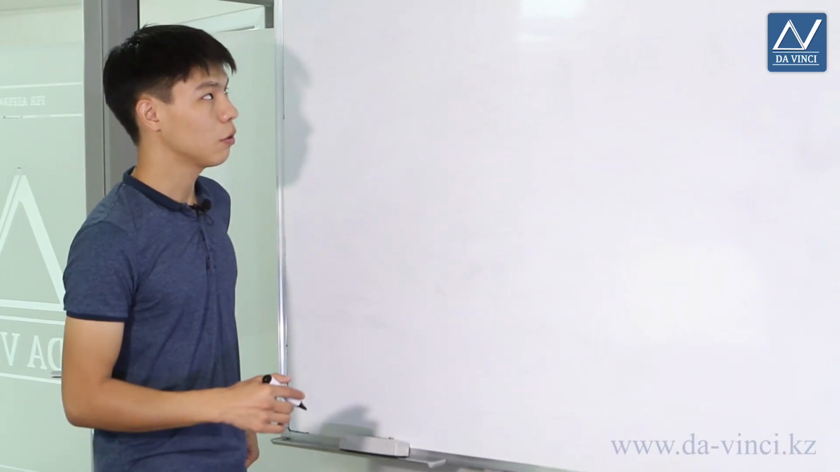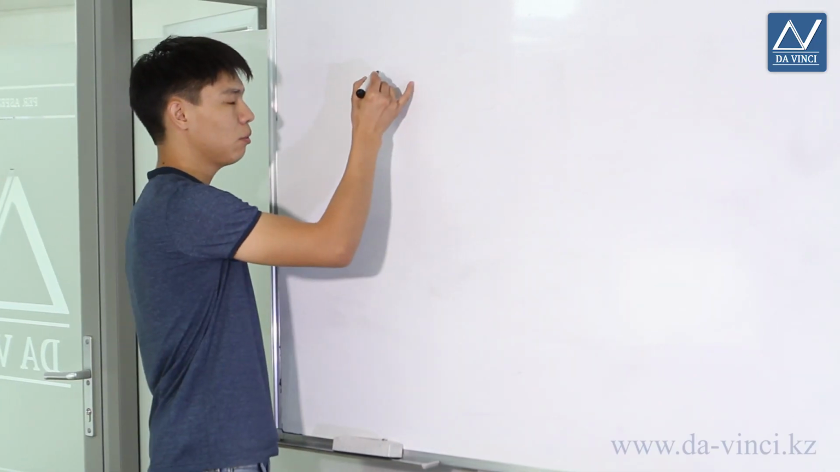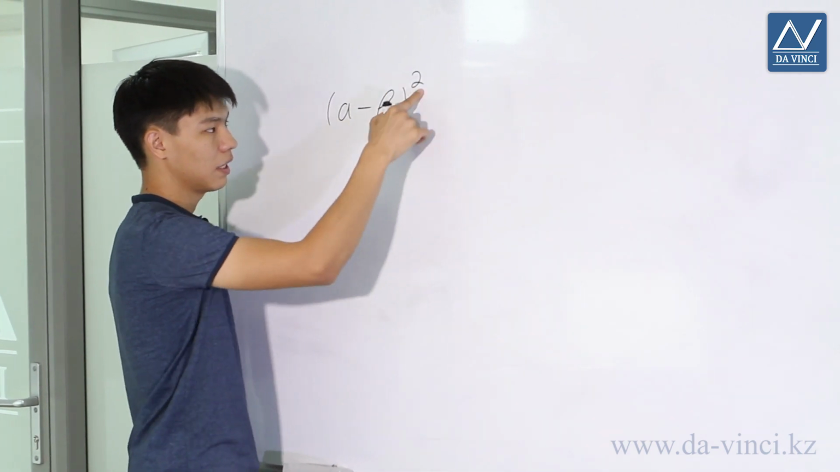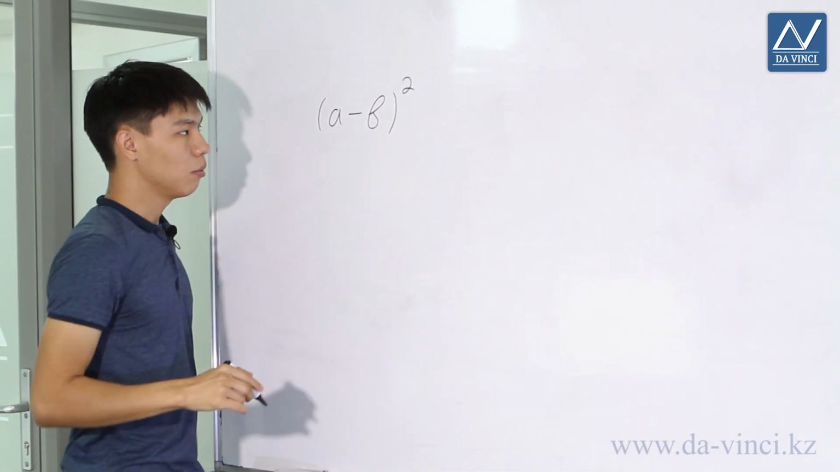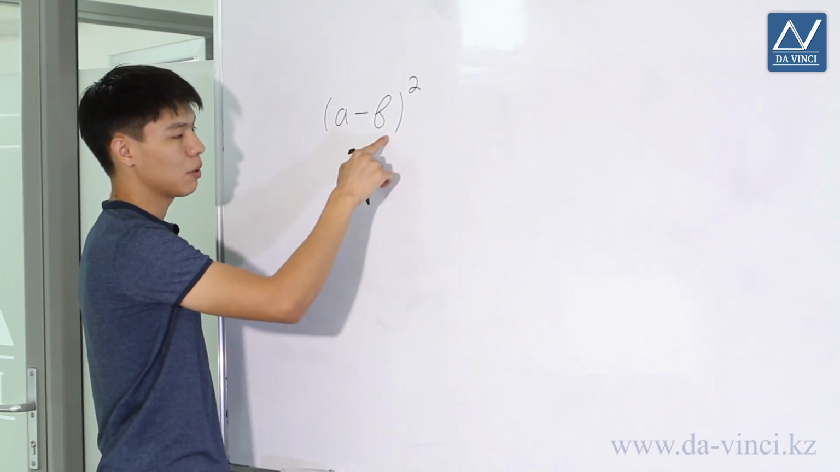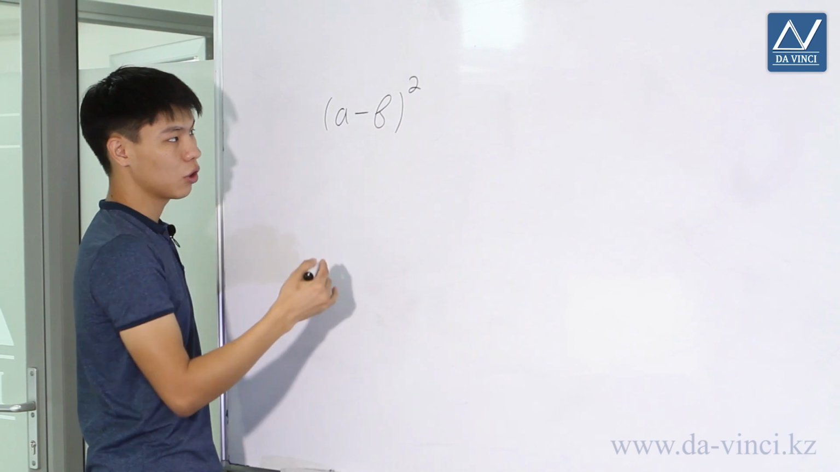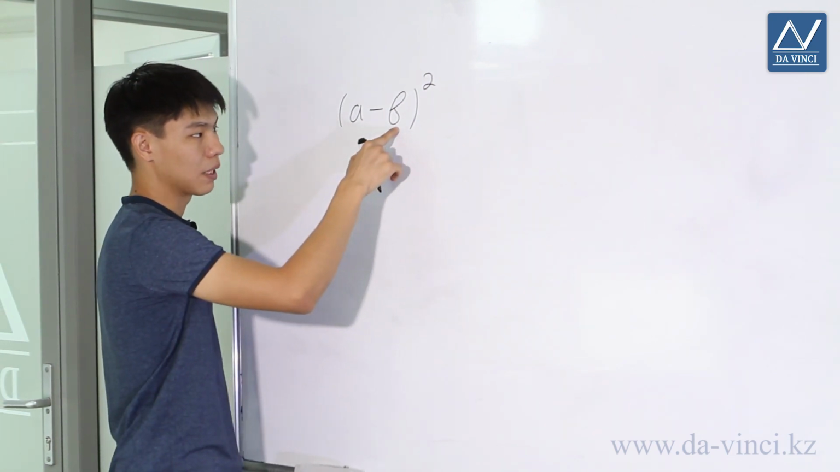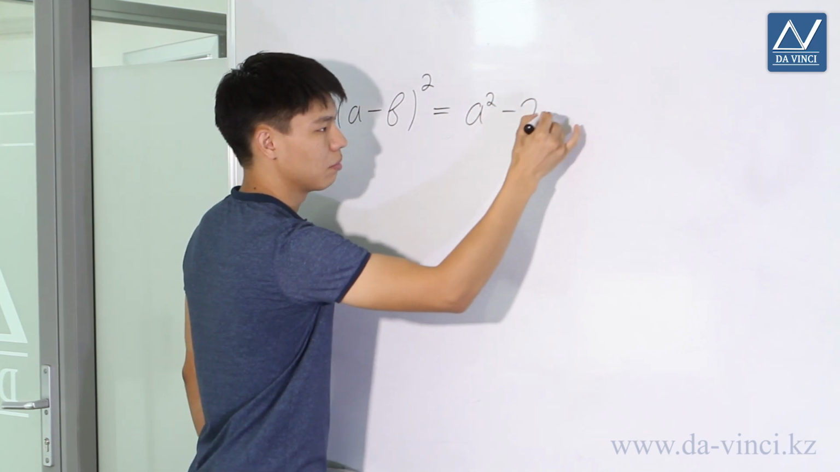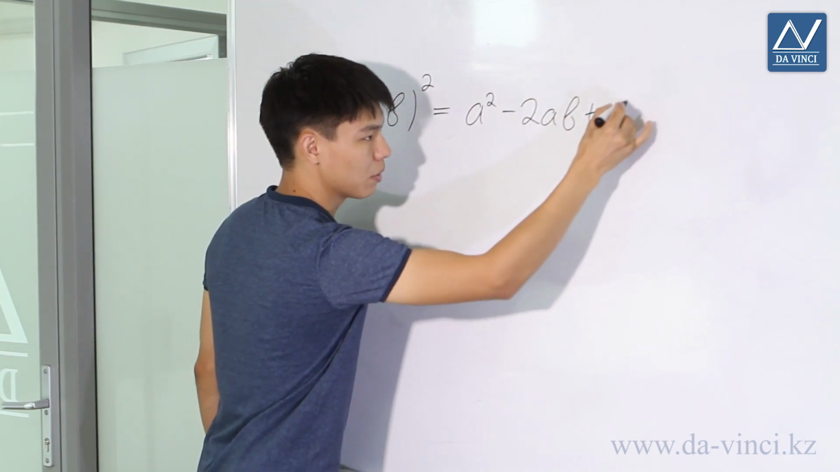Let's consider the second formula of reduced multiplication. This formula is called the square of the difference of two terms. We can use the same method as in the previous examples. Multiply a minus b by a minus b, or substitute minus b instead of b in the previous formula. Then we get the result: a squared minus 2ab plus b squared.